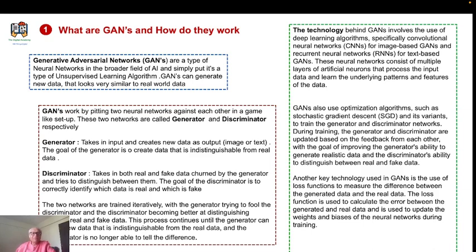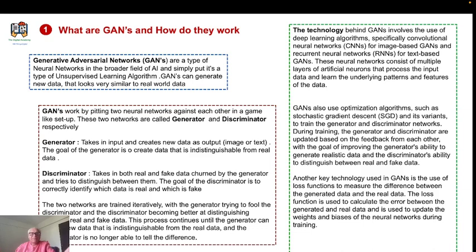GANs are basically a combination of two neural networks pitted against each other in a game-like setup. There is a generator and a discriminator. The generator takes any input, either in the form of an image or a text, and generates data which is indistinguishable from the real data. So it creates high fidelity data over a period of time. The discriminator is the parallel neural network, working in consonance, which takes both real data and data churned out by the generator, and tries to distinguish between real and fake data. Its goal is to correctly identify which data is real and which is fake.